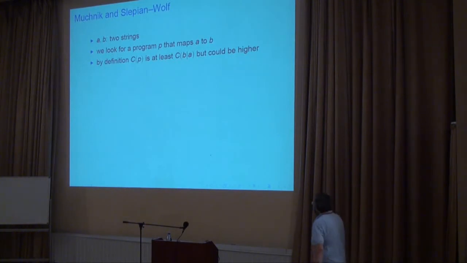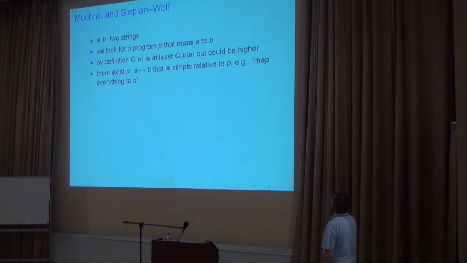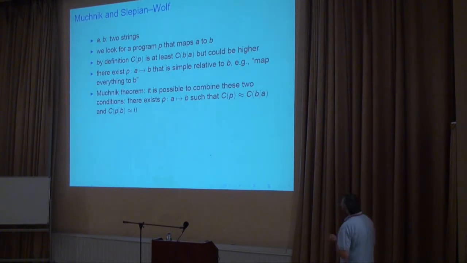But also, if we want an additional restriction, that this program be simple relative to B, so the program should be somehow inferable from B, then of course we can find such a program: just map everything to B, which is simple relative to B. We don't know any other information. But it's not minimal. And the theorem of Muchnik was that you can combine these two conditions. You can always find a program P which is of minimal length and has zero complexity relative to B.